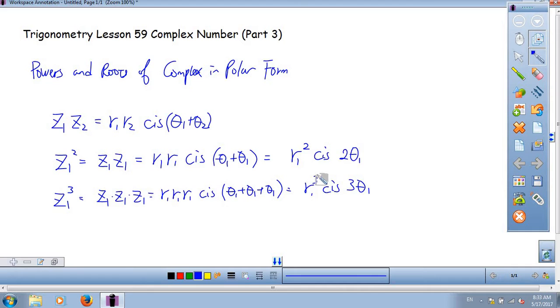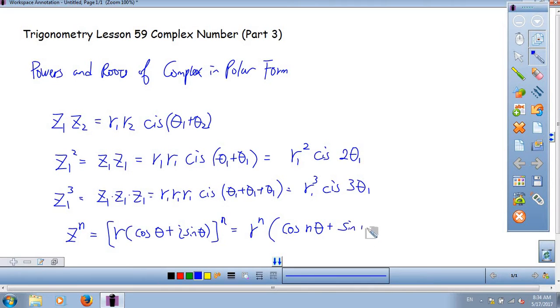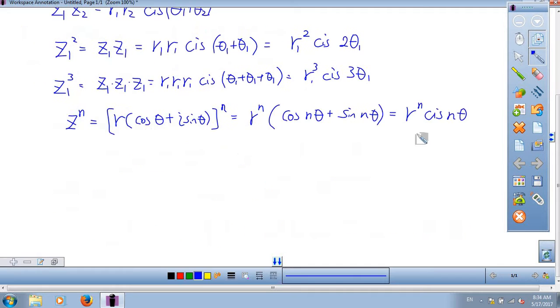As you can see, if we continue to develop this logic, then when we take z to the n power, where z is r times (cosine theta plus i sine theta), we are raising this whole complex number to the n power, and this will be r to the n power times (cosine n theta plus i sine n theta). Another way to write this is r to the n power cis n theta. This will be an important formula that we will need to use.